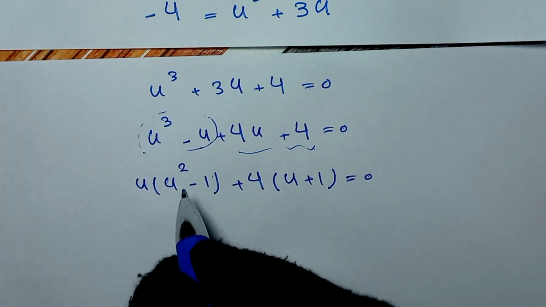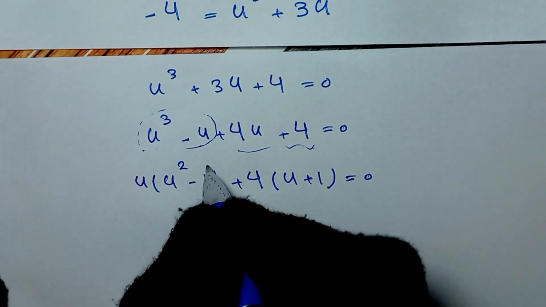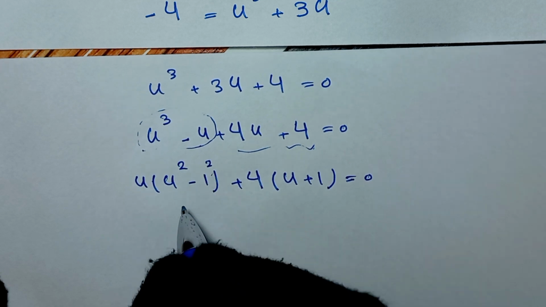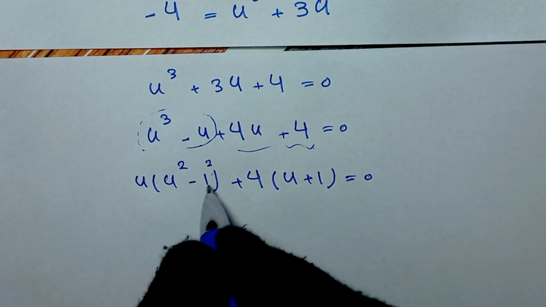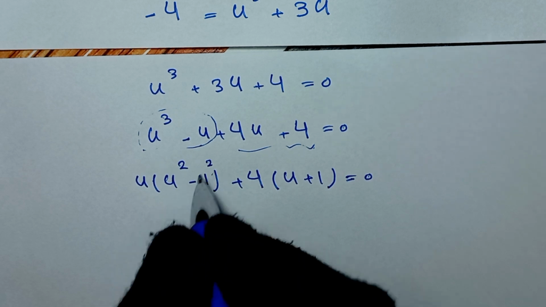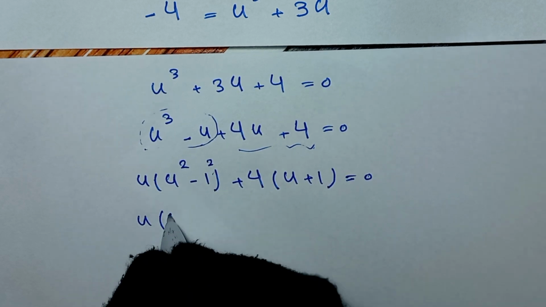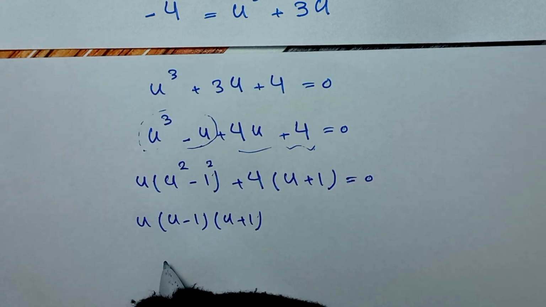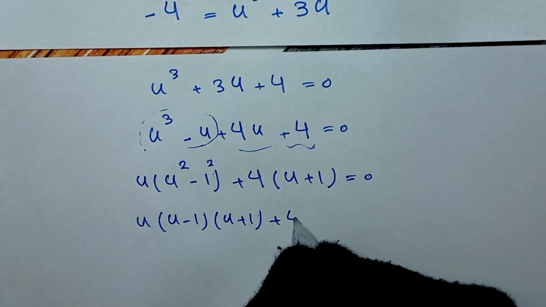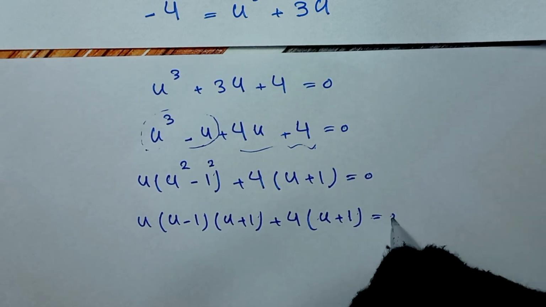And in here, we have u squared minus 1, and we can write 1 as 1 to power of 2, right? So this is in the form of subtract of 2 squares, right? So we can write this as u minus 1 times u plus 1, right? And in here we have 4 times u plus 1 is equal to 0.